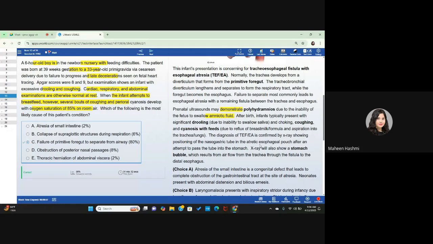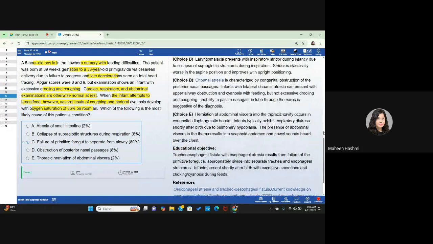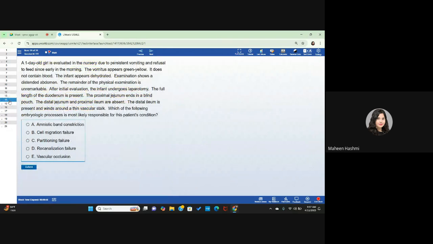Again, X-ray will show us a stomach bubble. And this is not high yield, but just remember what TEF is. I think we talked about this yesterday as well. And then we come to the next question.